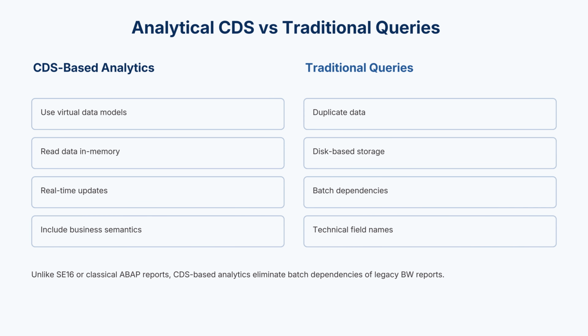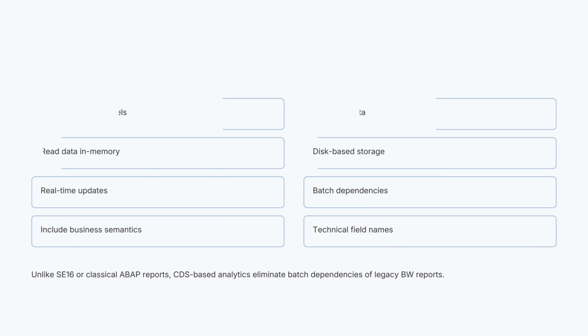Analytical CDS versus traditional queries. Traditional ABAP queries or SC16 reports pull data directly from tables, often with time delays. CDS views, on the other hand, use virtual models and access HANA's in-memory data. They incorporate business meaning, aggregation, and hierarchy logic, ensuring that analytics reflect real-time transactions immediately.